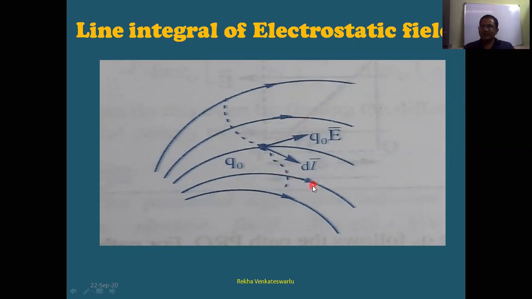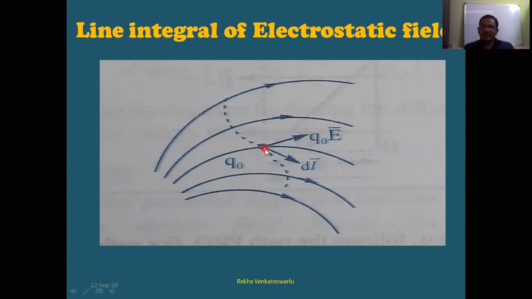By means of the orientation of electric lines of force, you can say the nature of the electric field. Here the electric lines are curved lines and the spacing between the lines is not the same. Here the magnitude is changing and the direction is changing. Therefore it is a non-uniform electric field. Here the charge is moving from this point to this point along some curved path.